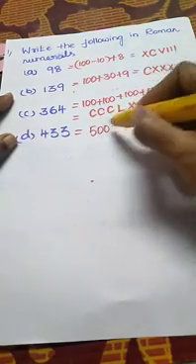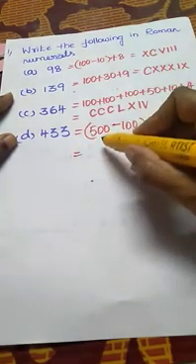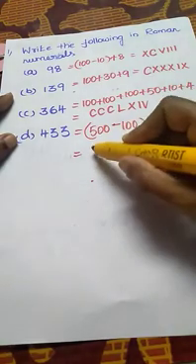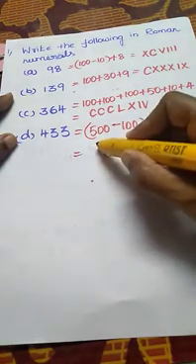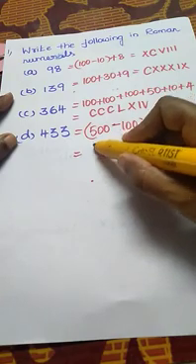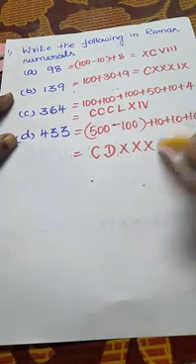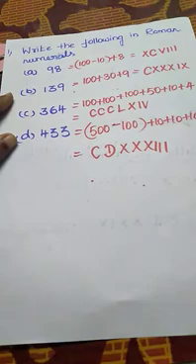Next, 433. So we write 500 minus 100 plus 33, that is 10 plus 10 plus 10 plus 3. First we use 500. What is the value of 500? D. To subtract the value, we write on the left side of the number. What is the value of 100? C. Next, 10, so X. Finally we have to write 3. Triple I we use. That's all.